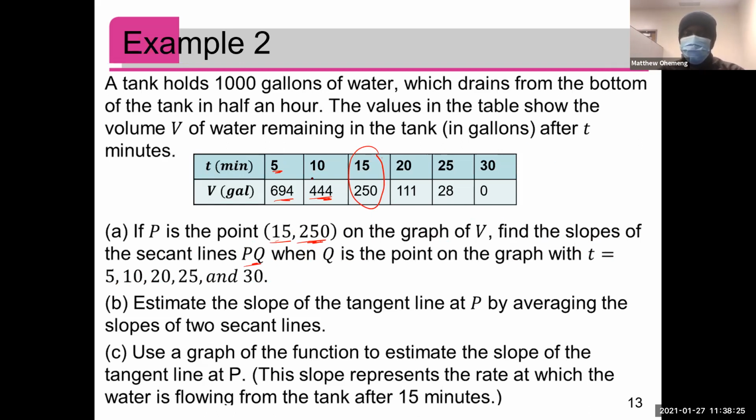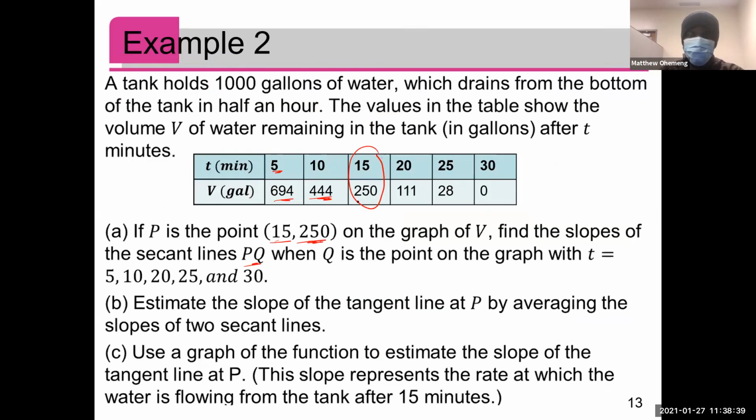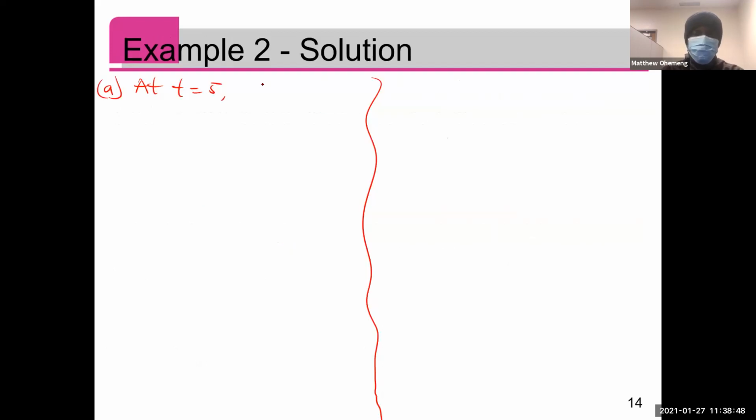We are giving data points. So how do you do it? For the first part, A, you compute this as follows. At T equal to 5, what do we have? We just have to find the points involved. The points are P and Q. The P is always the same. It's 15, 250.